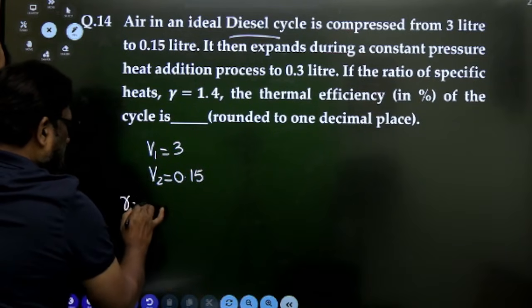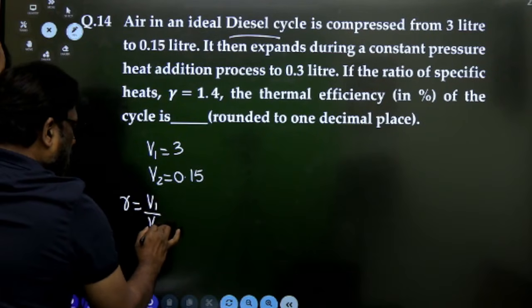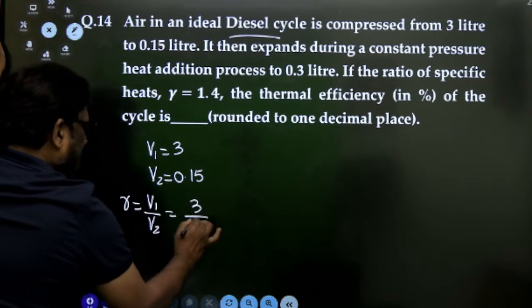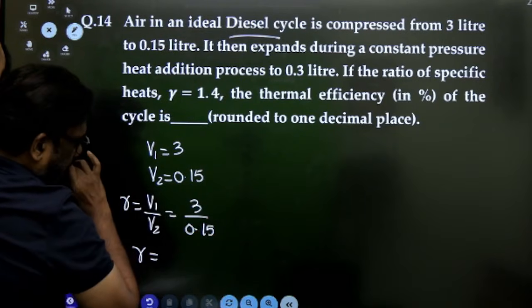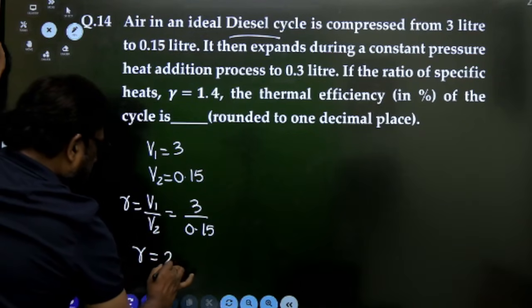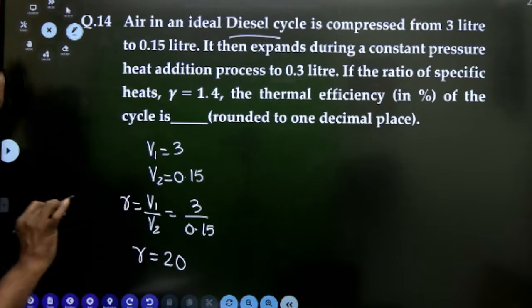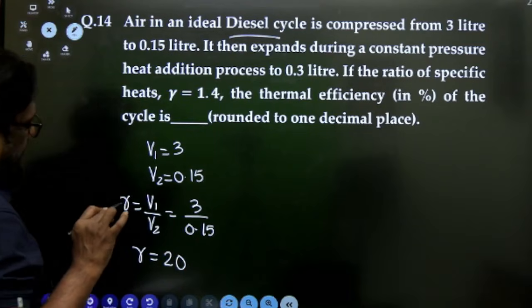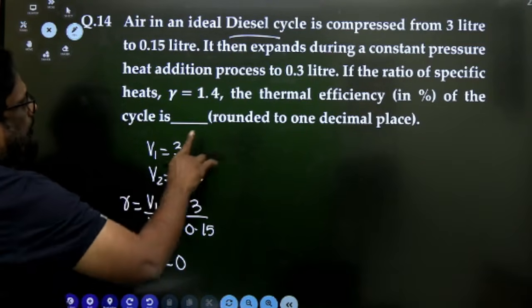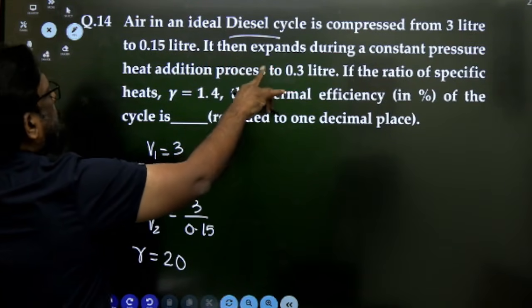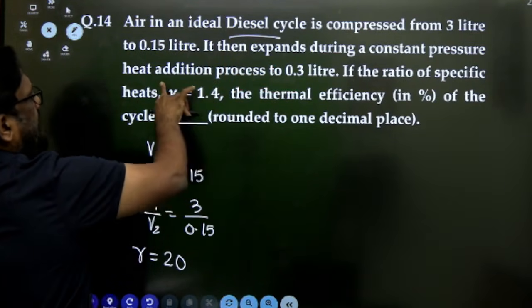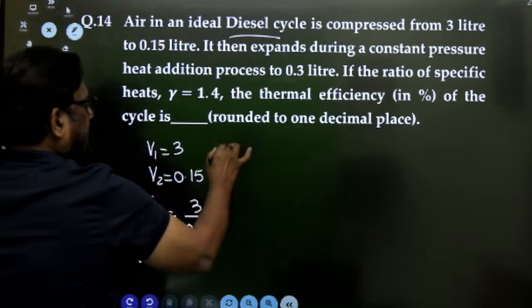So what is the compression ratio? Volume before compression to the volume after compression. So it is 3 by 0.15. So from here I can get, कितना आ रहा है? I think it is 20 ना? Is it 20? 300 by 15. 20, correct. And देखो, it then expands during constant pressure process heat addition to 0.3 liter.